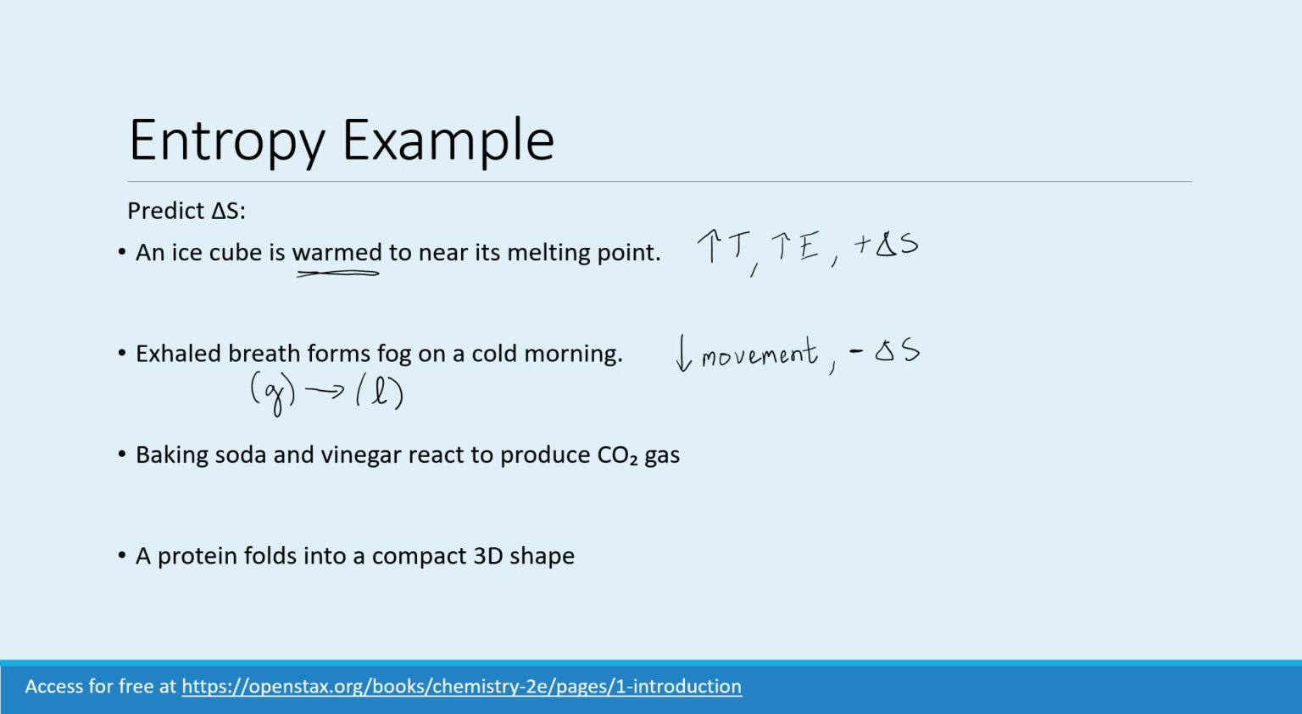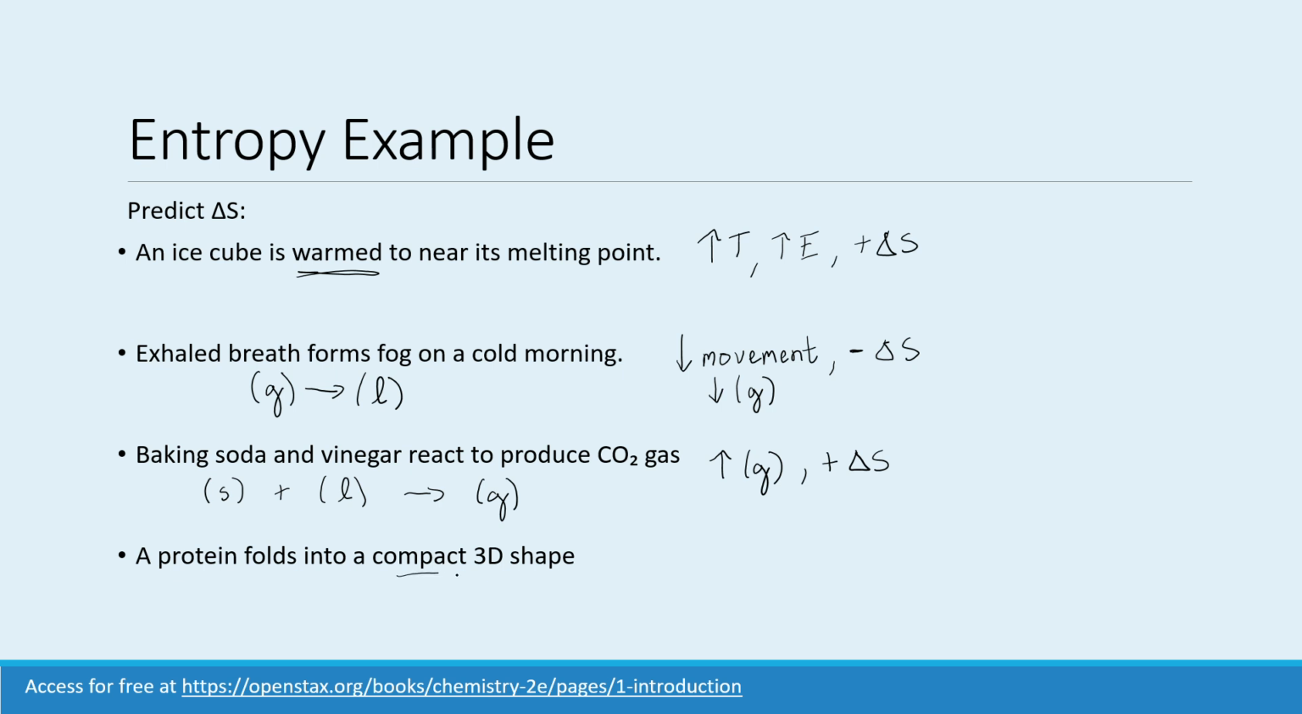Okay, we've got baking soda and vinegar reacting to produce carbon dioxide gas. So baking soda, we know that that's going to be a solid, and vinegar is a liquid. So we're taking a solid and a liquid and we are producing gas molecules. So of course, if we're increasing the number of gas molecules, same thing that happened here where we had a decrease in the number of gas molecules, then an increase in gas molecules will cause an increase in entropy, and so we'll get a positive delta S.